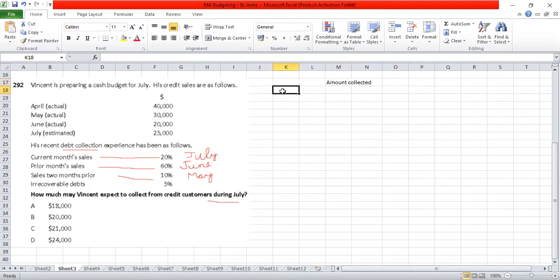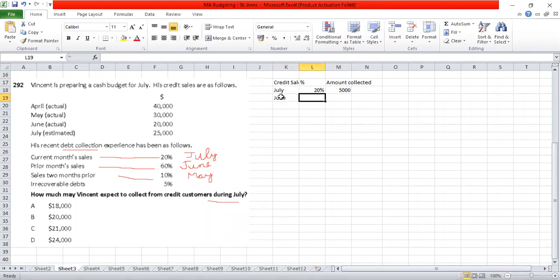So let's start with that. July month sales. How much, what percentage are they collecting? They are collecting 20% of July month sales. So what is July month sales? It's estimated to be 25,000. So 25,000 into 20%. Okay. Then we have the prior month, which is June.